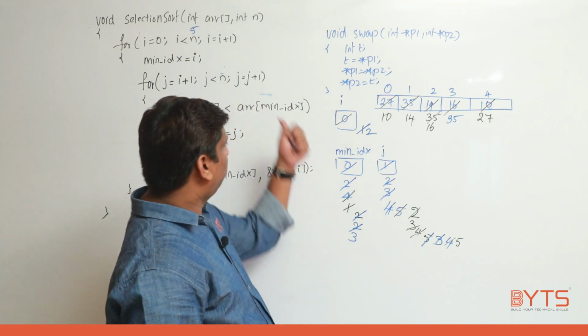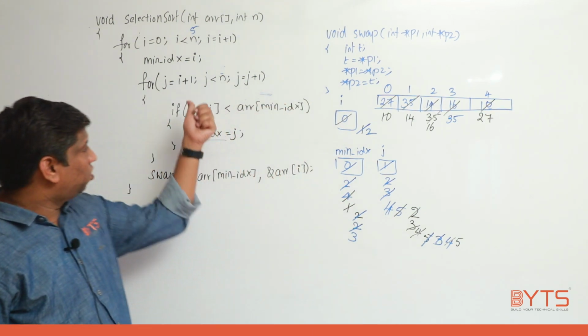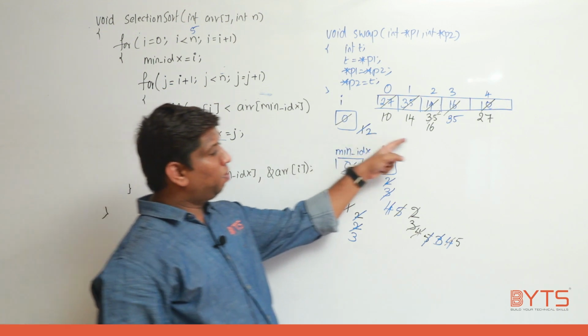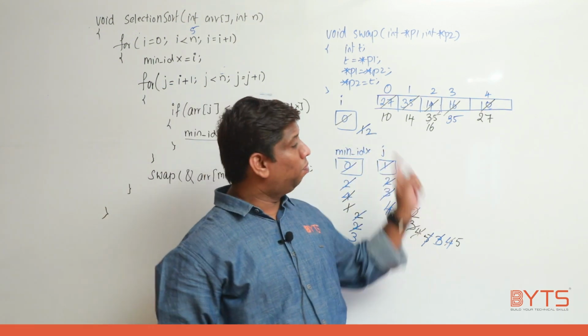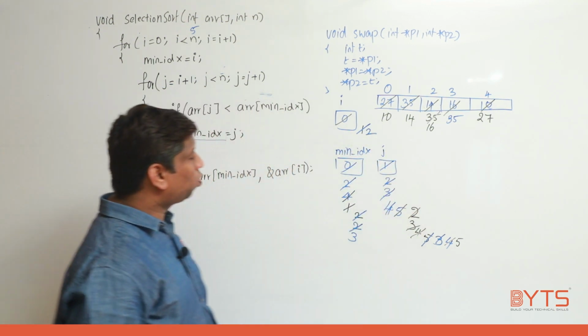Have you noticed, when this loop is iterated 3 times, 3 minimums are coming into the correct position? 3 minimums are coming into the correct position. Next, what should I do?